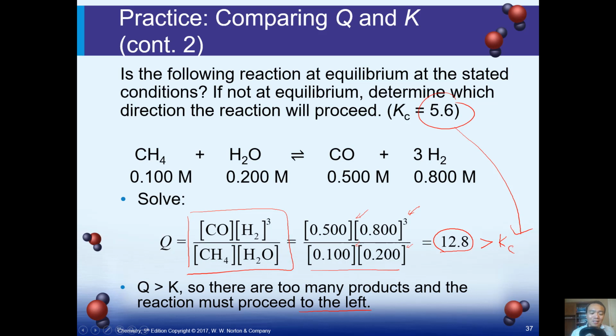All right, so let's summarize the Q and K relationship one more time. I know we've been emphasizing this all the time. First, Q and K share exactly the same format in the mathematical expression, but Q indicates current concentration and K is the final or equilibrium concentration. When you compare Q and K, you can judge which direction the reaction will be shifting to if Q is not already the same as K.